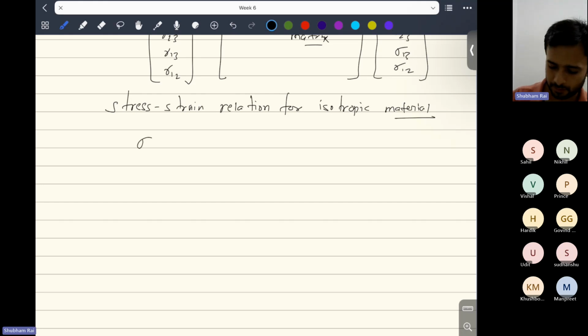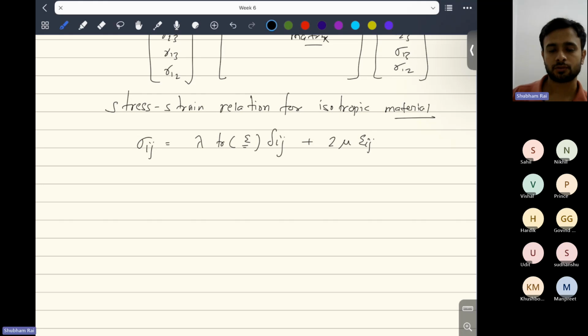And that is given by sigma ij, which will be equal to lambda times the trace of this strain tensor, times the Kronecker delta ij, plus 2 mu times this strain tensor epsilon ij. Here lambda and mu are 2 independent constants required for an isotropic material. It means you need to conduct only 2 experiments to fully characterize a linear isotropic material. If you expand the trace of epsilon, that is nothing but the summation of the diagonal components of epsilon.